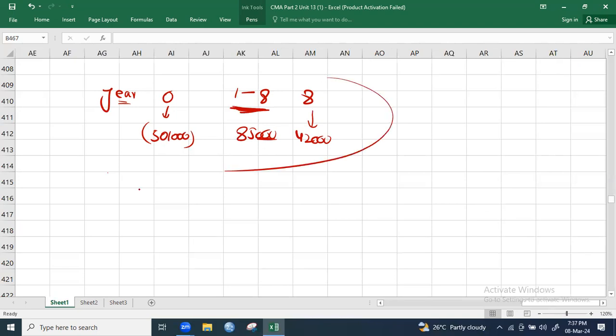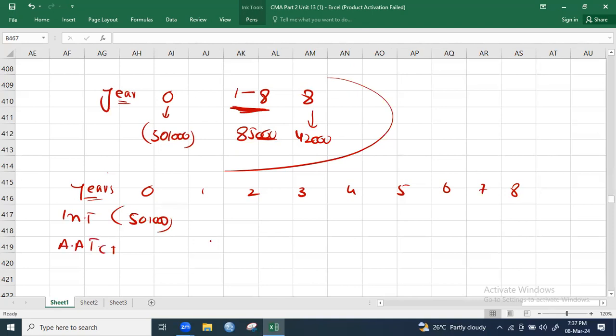This is one way to write. Another way is to write years this way: year 0, 1, 2, 3, 4, 5, 6, 7, and 8. In that scenario, you write the initial investment here, 501,000. Annual after tax cash flows you will write here, 85,000 in every year. And then you will place project termination cash flows only in the last year, which is, for example, 42,000.